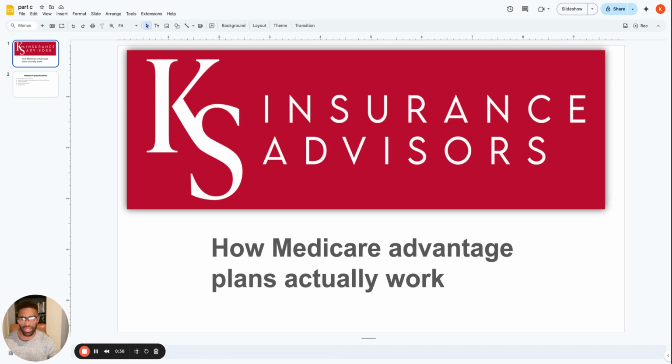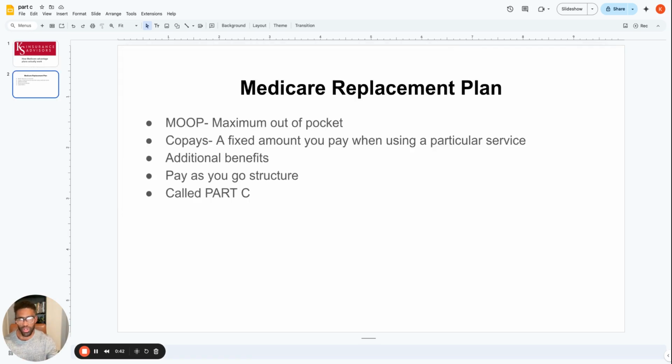Now, let's go ahead and dive into how Medicare Advantage plans actually work. First off, the reason why I put Medicare replacement plans is because, remember, when you have original Medicare, the red, white, and blue card, that's going to be your primary coverage. But when you decide to choose a Medicare Advantage plan, that plan then becomes your primary coverage and is going to dictate how you transition and use your health care.